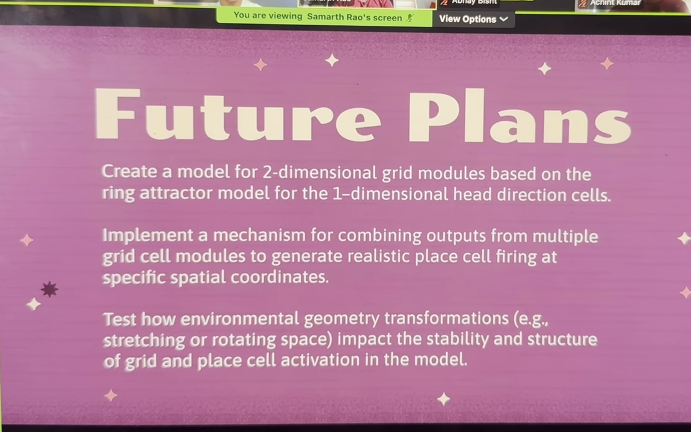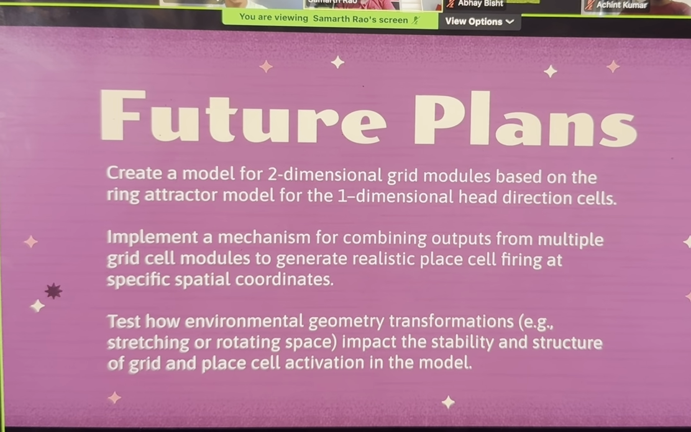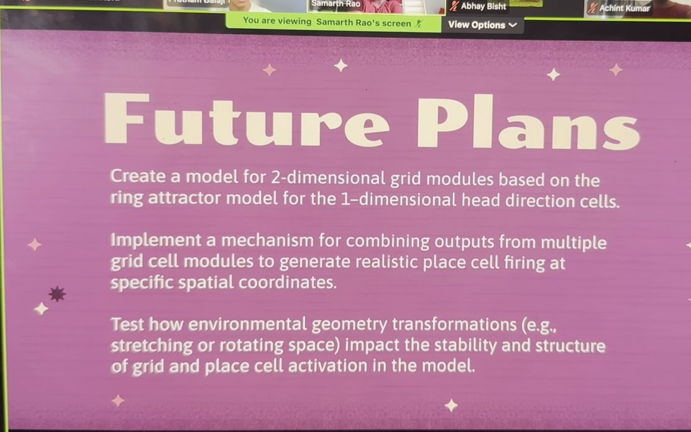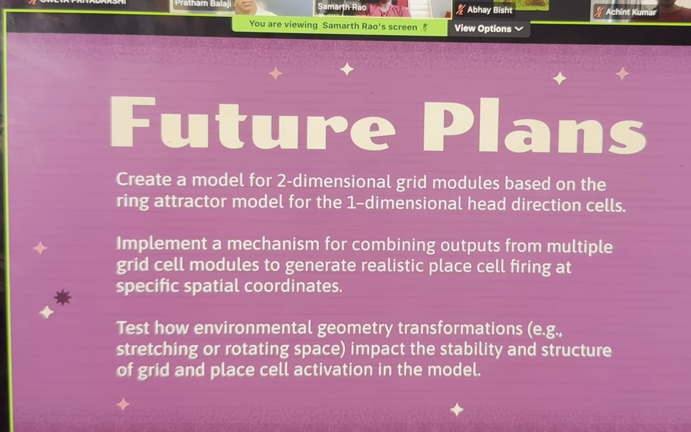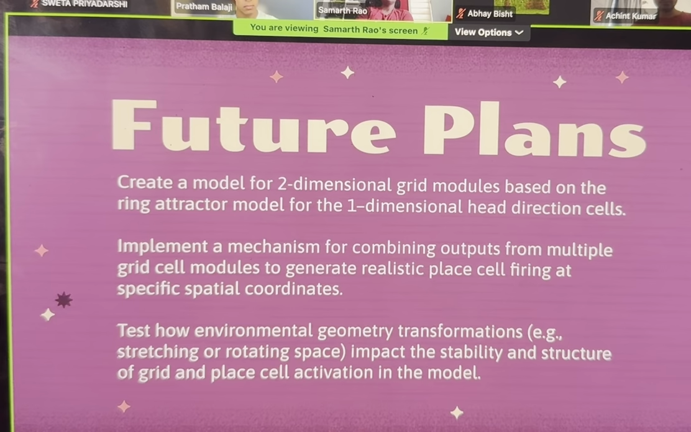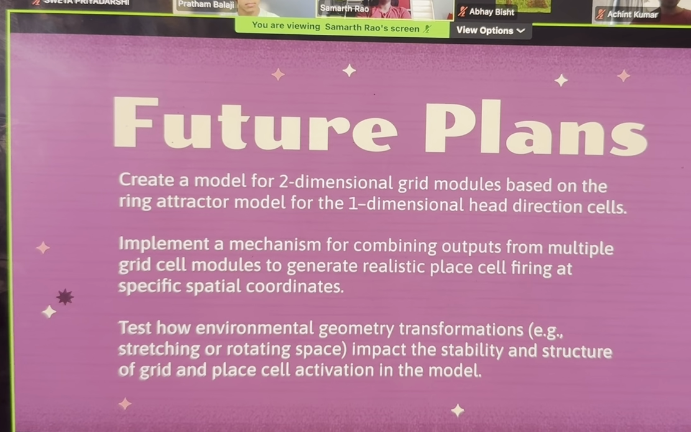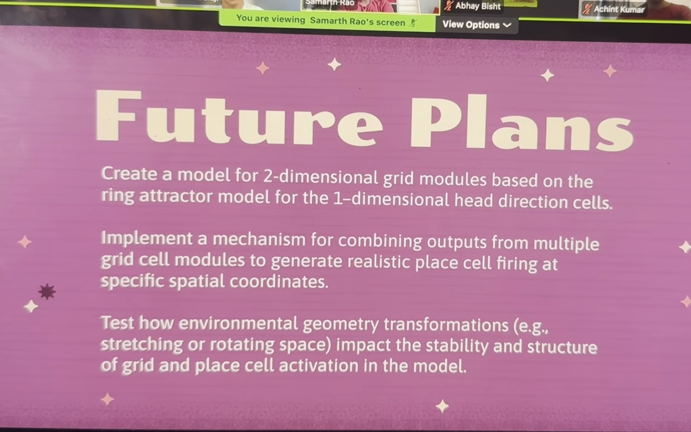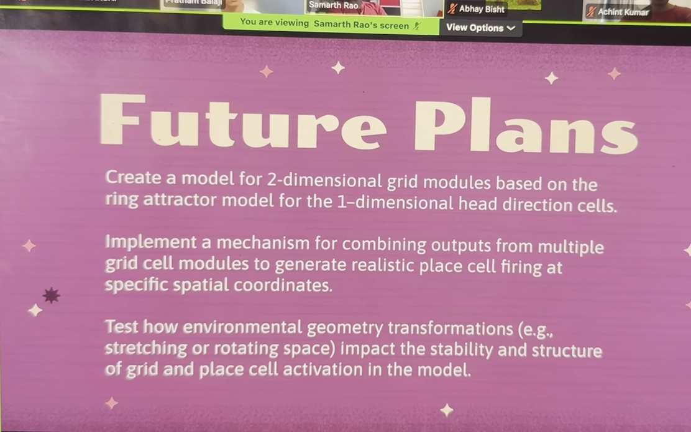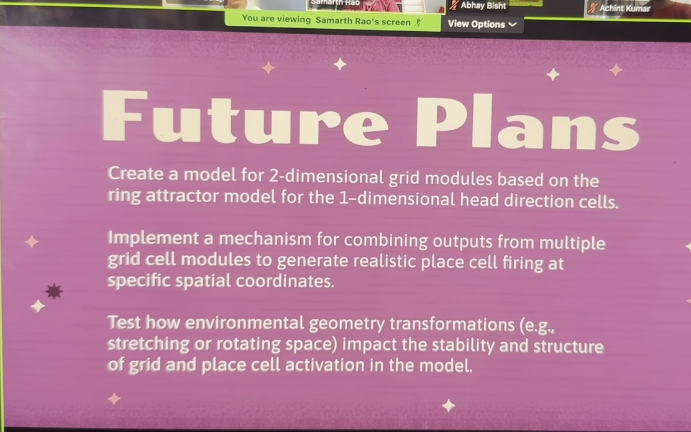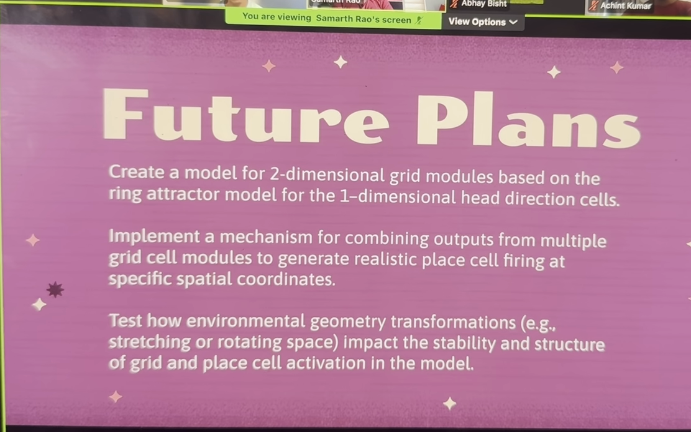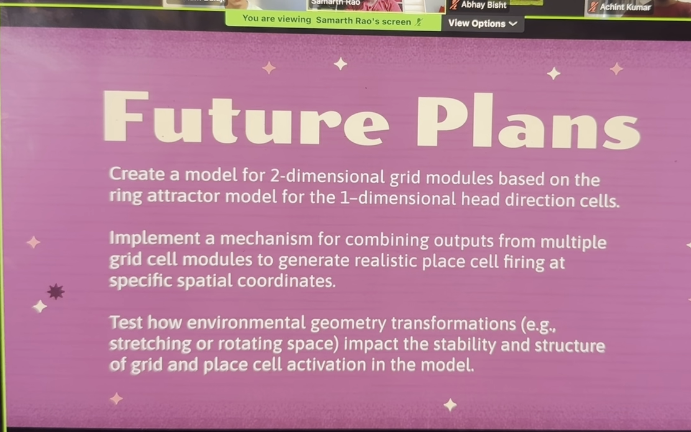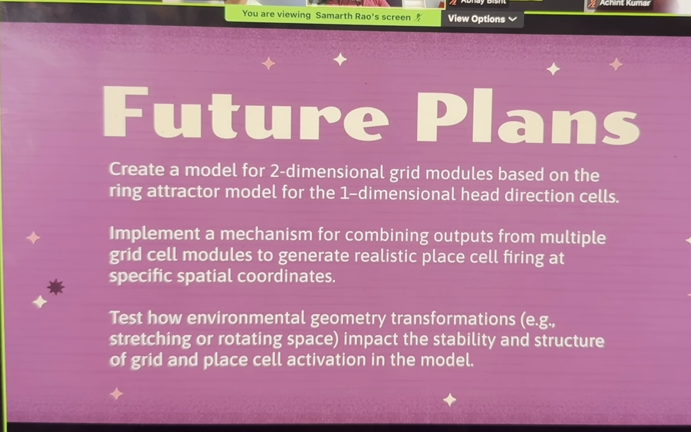For future plans, given this information and the programmed model we have of the head direction cells, here are some possible options for what we could do in the future. First off, we could create a model for the two-dimensional grid modules based on the ring attractor model that we have for 1D head direction cells. We could also implement a mechanism for combining outputs from multiple grid cell modules to generate a realistic place cell firing at specific spatial coordinates.